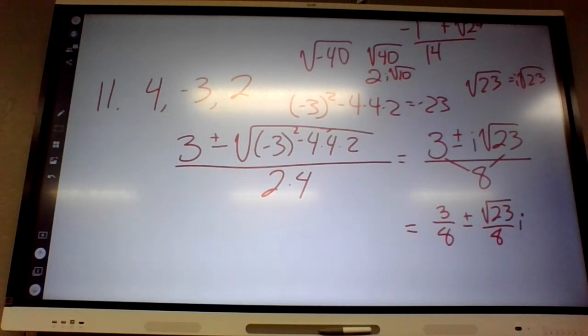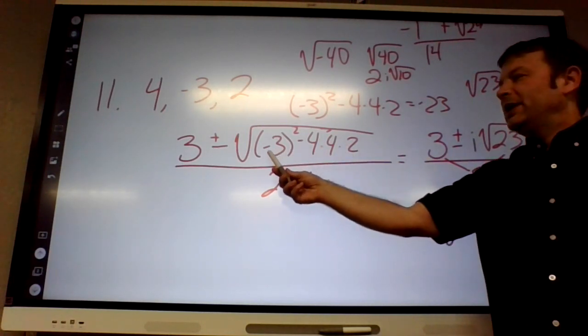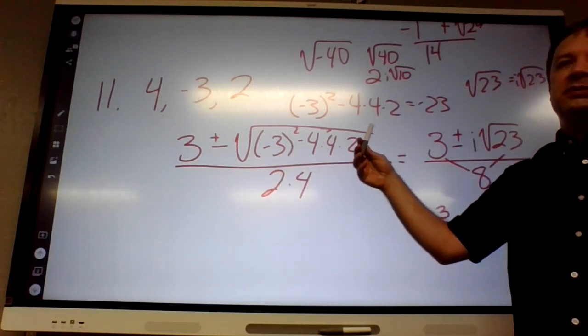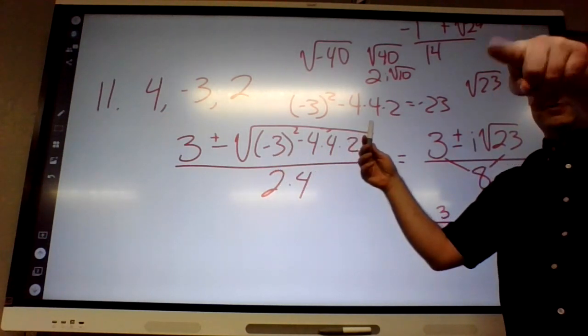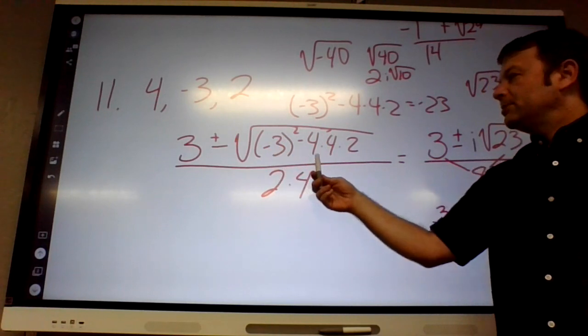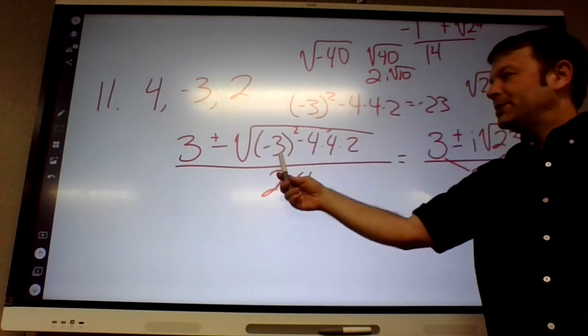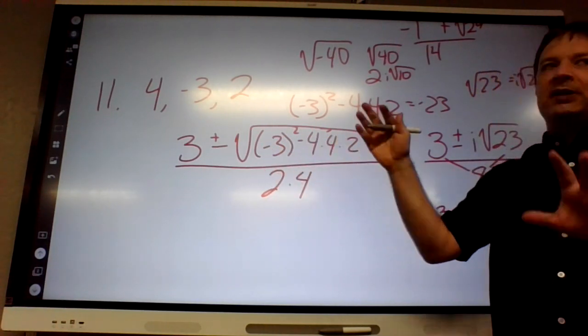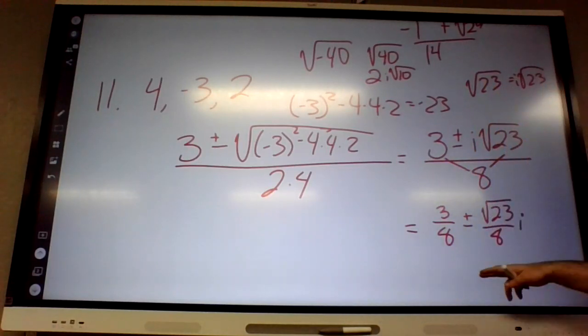So on number 10, you should be good if you got the whites. If you don't have a white, you're going to have to plug this in without the square root by itself and then kind of do that individually.